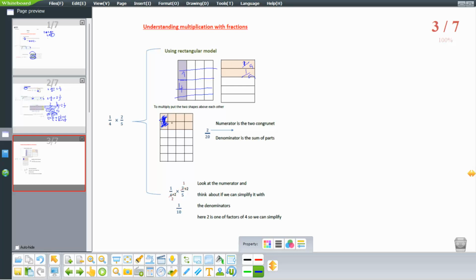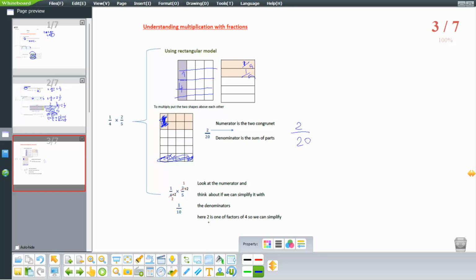Right? 1, 2, 3, 4, 5, 6, 7, 8, 9, 10, 11, 12, 13, 14, 15, 16, 17, 18, 19, 20. Okay, if we put it over each other, it will be 2 over 20. Okay, 2 over 20. There is an extra part here, the drawing is not correct.